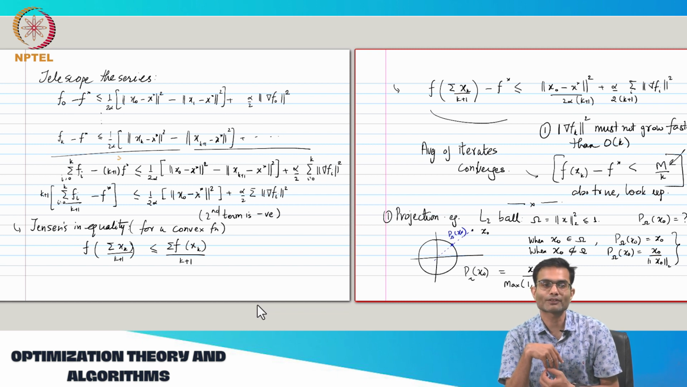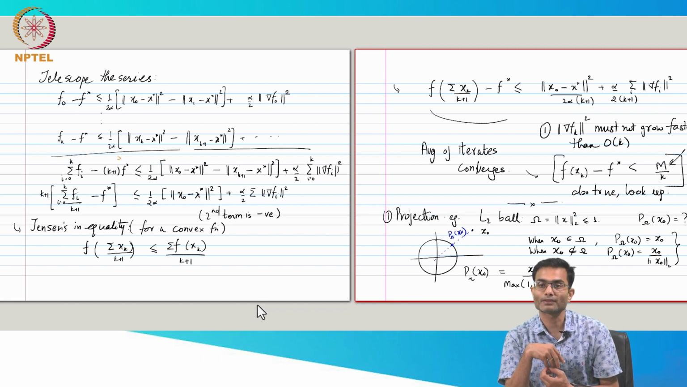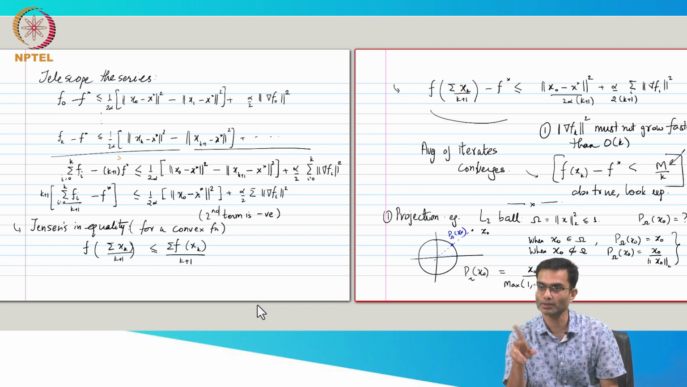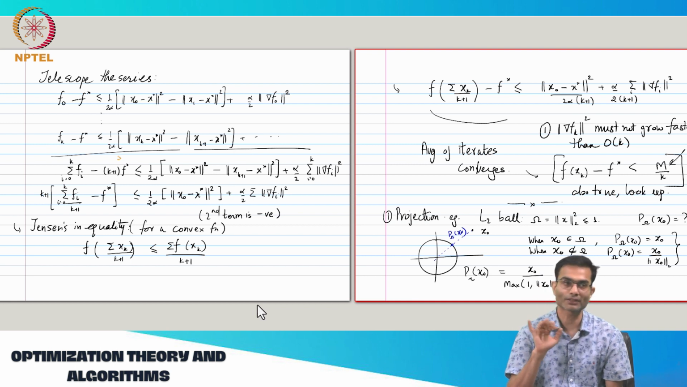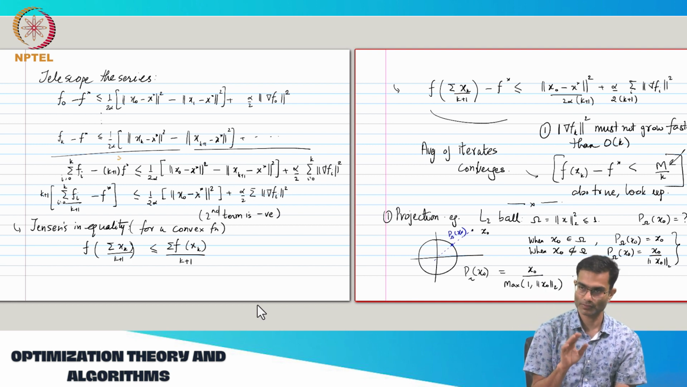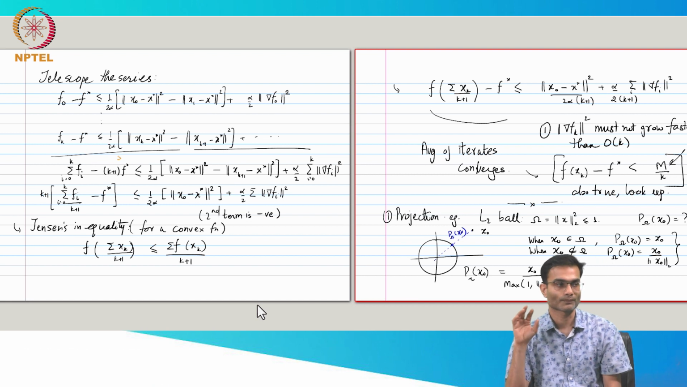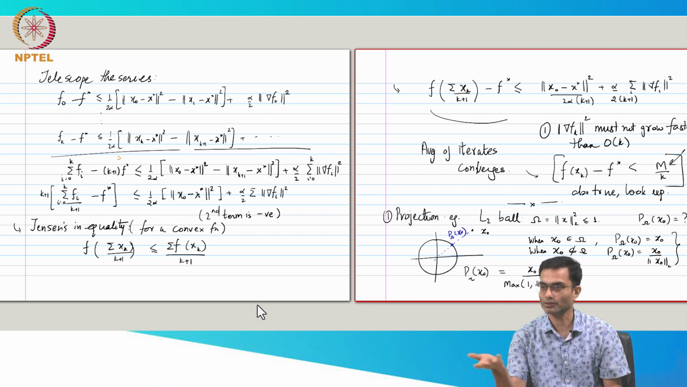Will PGD work for non-convex, where the function is itself non-convex or the constraint set is convex? There are two things over here to ask about. So which one are you talking about? See, the function could be non-convex. That's one thing. The constraint could be convex, could be non-convex. So this is a good question.